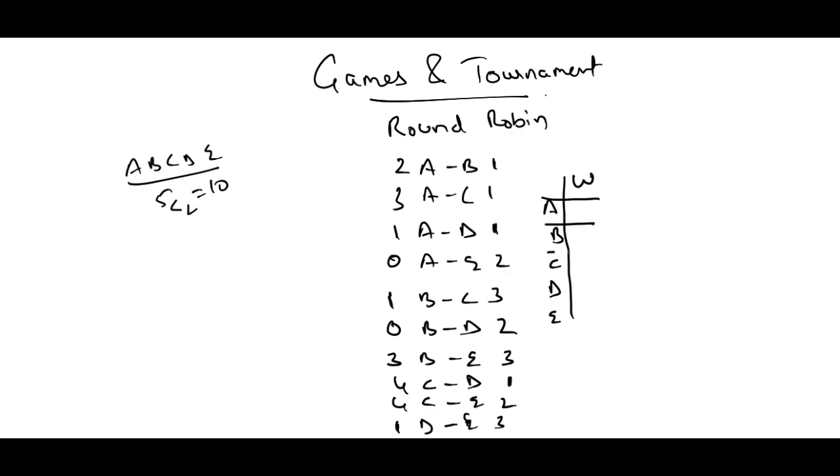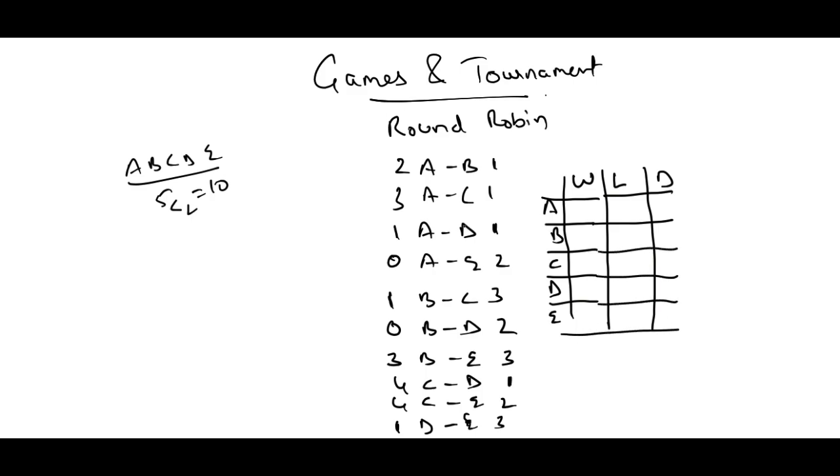Now coming to A, B, C, D and E, we have to find the wins. The second column will be loss and the third column will be a draw column. So we'll find out the win, loss and draw each team had in the entire tournament.